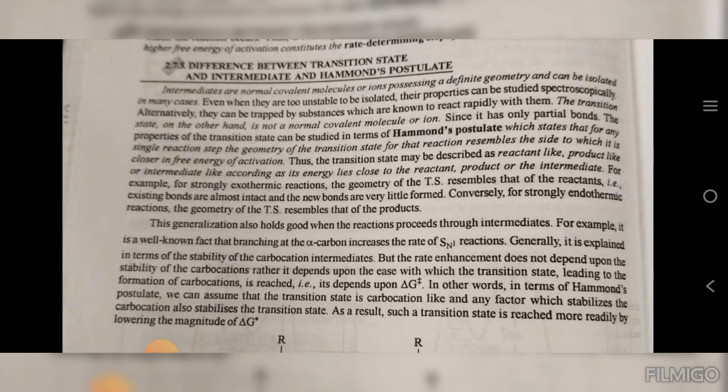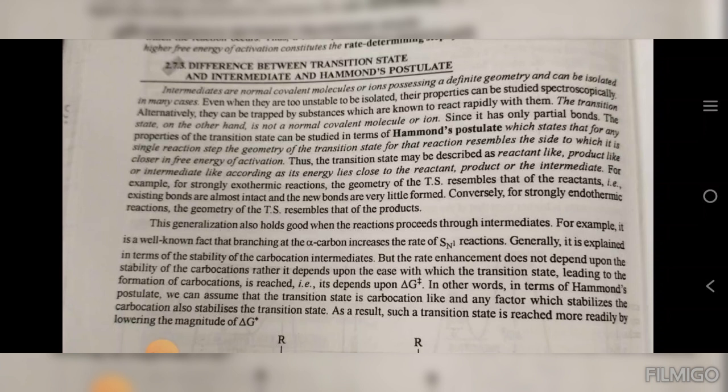The transition state, on the other hand, is not a normal covalent molecule or ion since it has only partial bonds. The properties of the transition state can be studied in terms of Hammond's postulate, which states that for any single reaction step, the geometry of the transition state resembles the species to which it is closer in free energy of activation. Thus, transition states may be described as reactant-like, product-like, or intermediate-like, according as their energy lies close to the reactant, product or the intermediate.